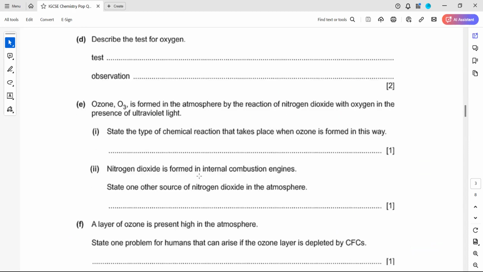In part D, describe the test for oxygen, how you can test for oxygen gas. Glowing splint, that's right, and it will relight.